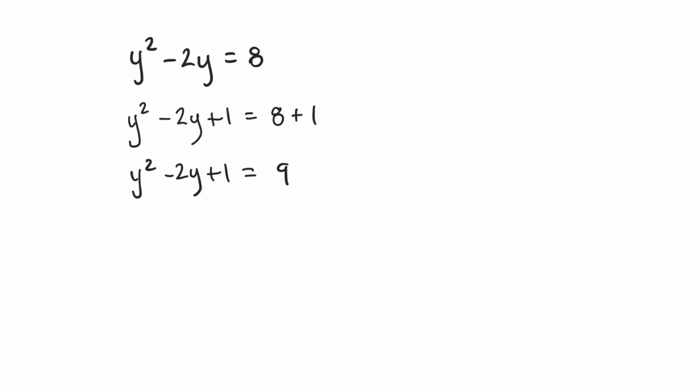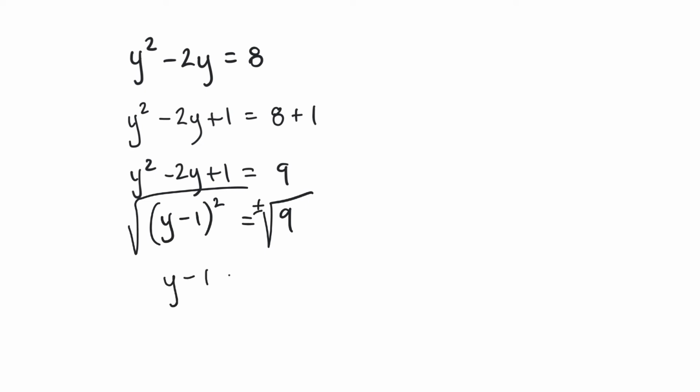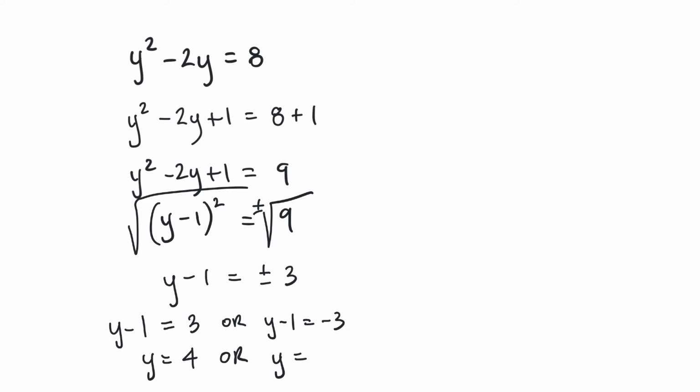And now we'll write this as a square of a binomial. So remember, if you need to, it's factors of 1 that add up to negative 2. So that would give us y minus 1 times y minus 1, or y minus 1 squared equals 9. Take the square root of both sides. We're looking for both the positive and negative root. This will be y minus 1 equals positive or negative 3. So I'll add 1 to both sides, so we'll rewrite this as y minus 1 equals 3, or y minus 1 equals negative 3. So this is y equals 4, or y equals negative 2.